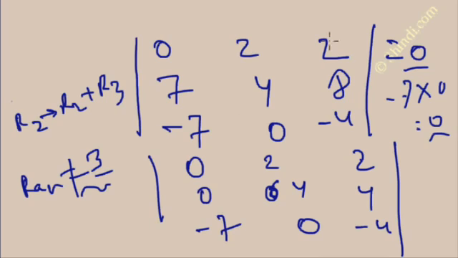Take a 2 by 2 determinant here, suppose this row 4. So 8 into 0 is 0, and 4 into minus 4 is not 0. So the rank is 2. The rank is not equal to 3. So the solution of this matrix is rank 2, it is not equal to 3. So this is a false statement.